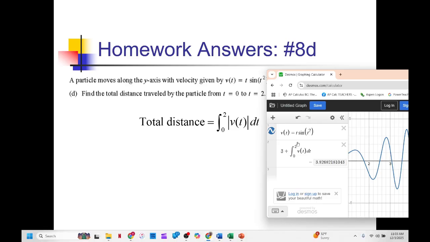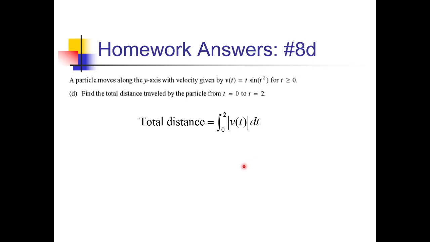Let's go back to Desmos, and I already had my velocity from earlier. Let me just keep using that, and I'll do integral 0 to 2 absolute value v of t close absolute value dt, and that's about 1.173. So there's our total distance.